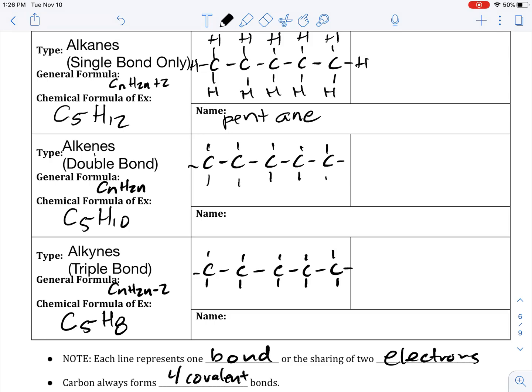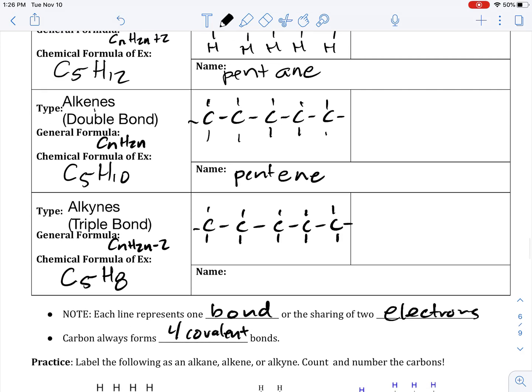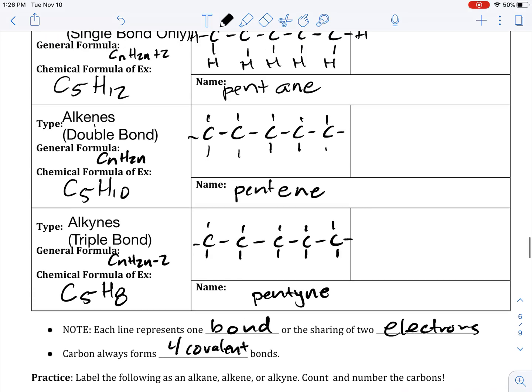Okay. Now, this is an alkene, so we're going to have to make a change here. So its ending, instead of ANE, is going to be ENE, but there's still 5 carbons, so it's going to be pentene. And as you can imagine, there's 5 carbons here, pent, and it's a triple bond, so YNE.